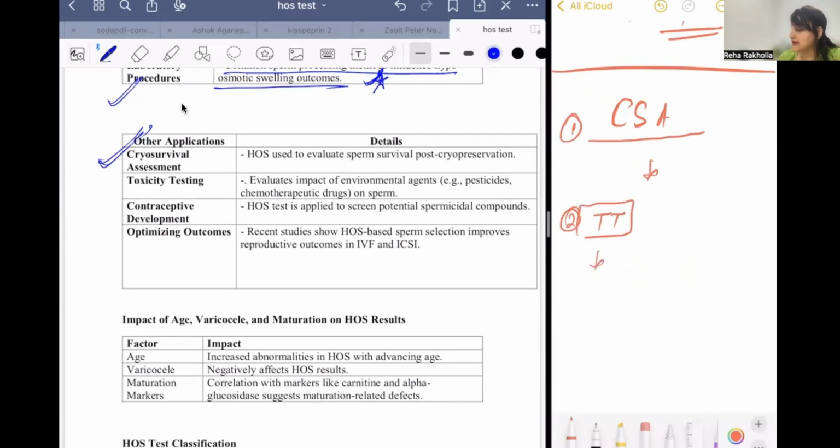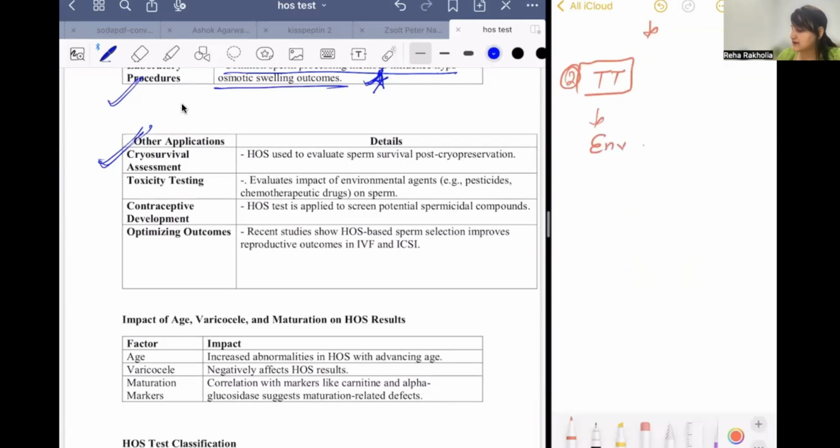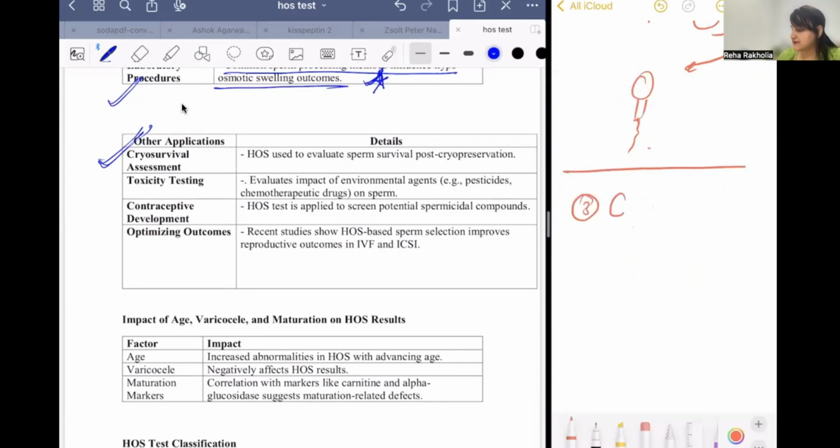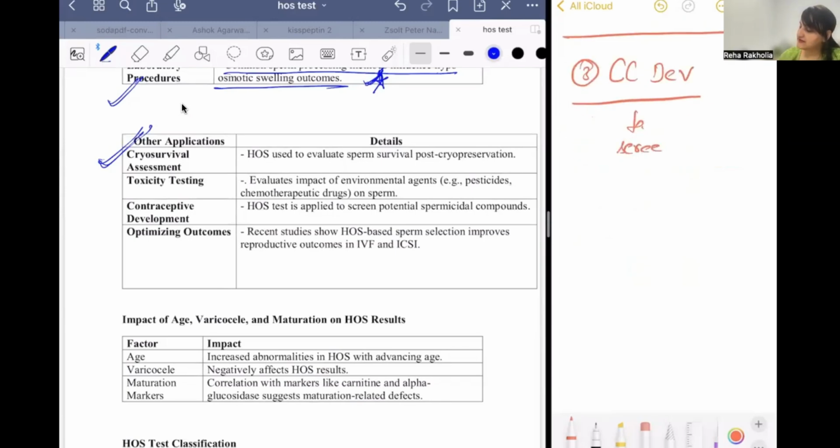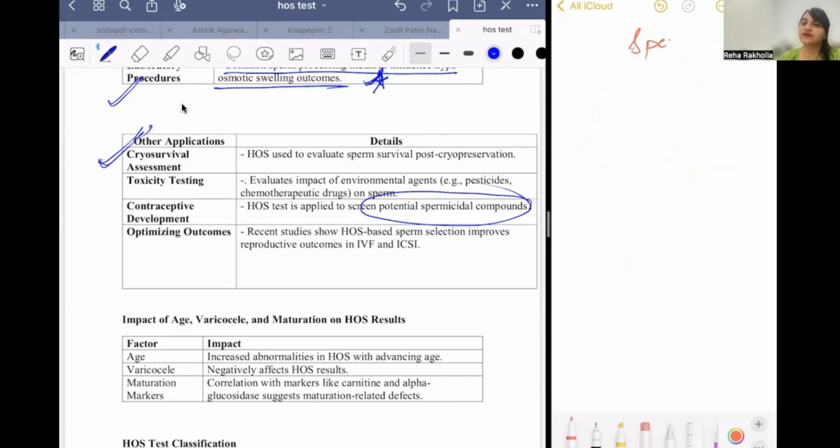It is also used to assess the impact of environmental agents like pesticides and chemotherapeutic drugs on sperm. Third is contraceptive development. It helps screen potential spermicidal compounds, and we can see the potential of the contraceptive agent with the HOS test. Then optimizing reproductive outcome. We know HOS-based sperm selection improves success rate in ICSI and IVF.